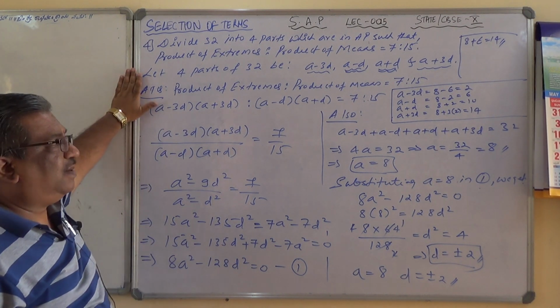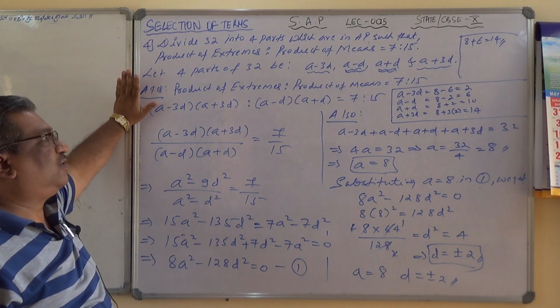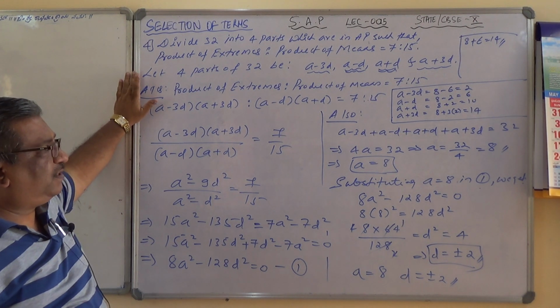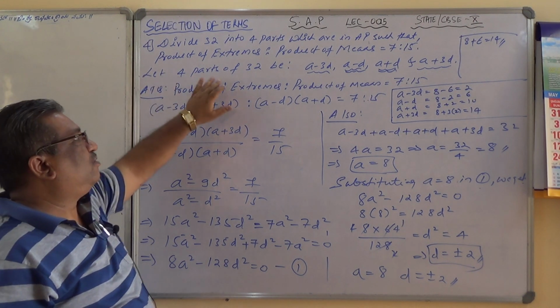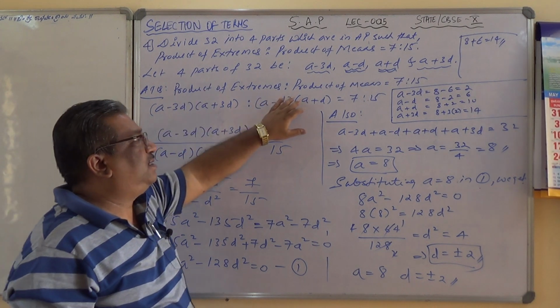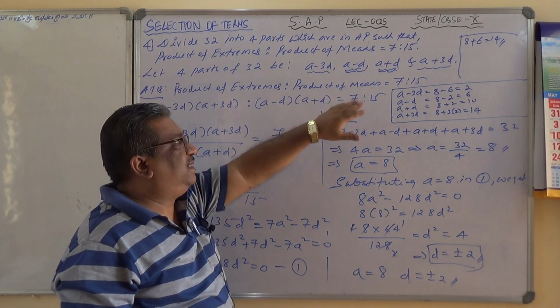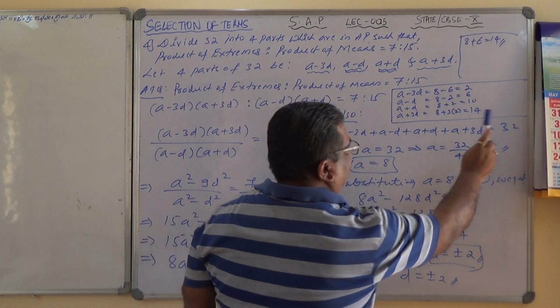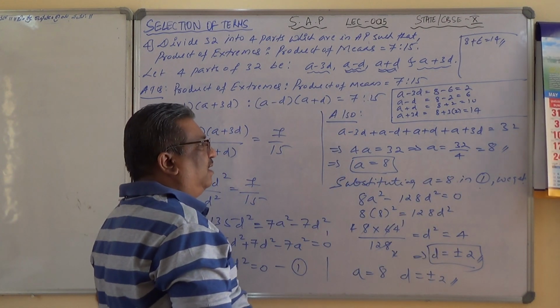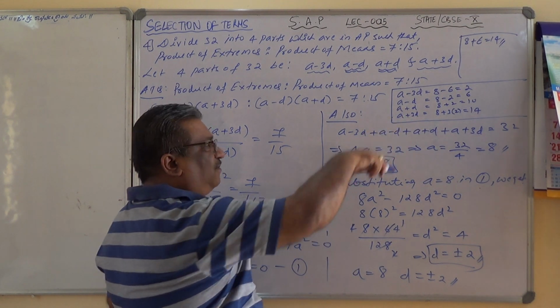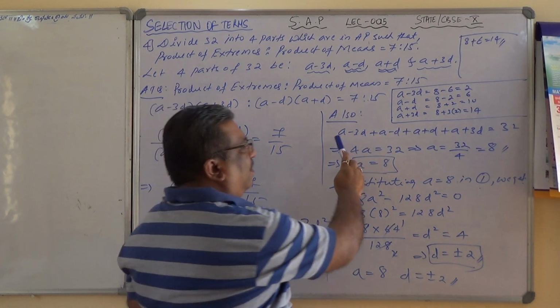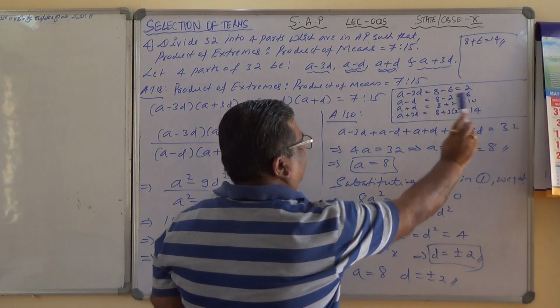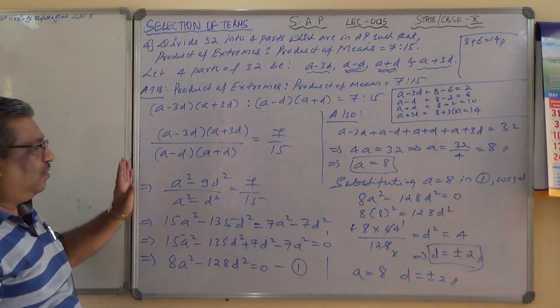There are many such numericals and you can expect such questions also. How to find the two equations is one important thing. According to the question, the product of extremes is to the product of means is 7:15. But very important, this information is not given: you should understand that these are the parts of 32, and therefore the sum of the parts should be equal to 32. So note it down.